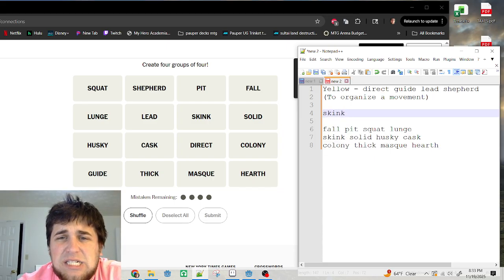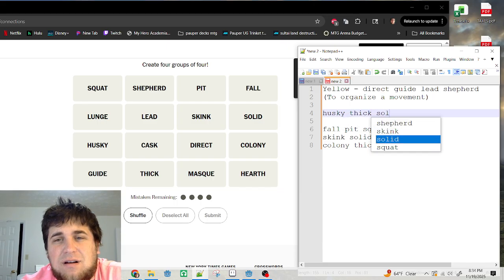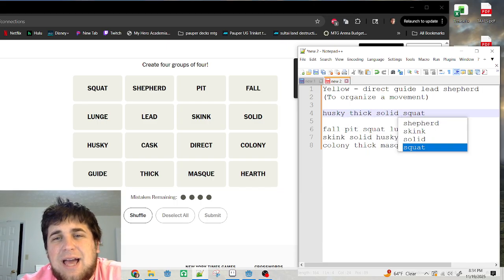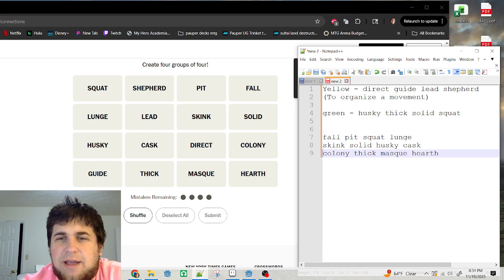Okay, skink. Is that an animal? Skink, husky. Nope. Squat, lunge. Husky, thick, solid, squat. I'm thinking these actually go together. There are 4 that really fit. I've kind of danced around that one and just not seen it without having them pulled out like this, where I eliminated the other 4. But I'm thinking that actually probably is my thing.